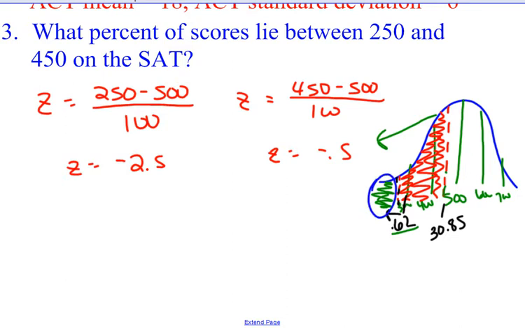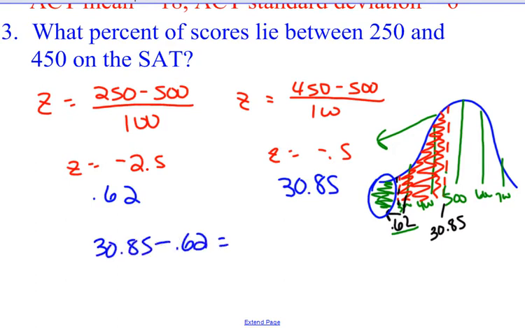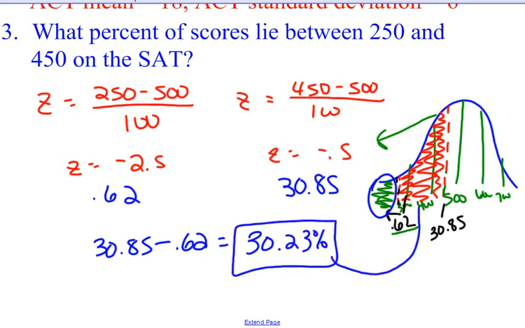So to find this, I would take my percentiles. I'm going to write what these are below them just so we can see. I'm going to take that 30.85 minus the 0.62, and I'd get 30.23. And we're going to round to hundredths, just like we always have. That gives me this area in red. That's my shaded area. So you're finding what percent of kids score between a 250 and 450 on the SAT? About 30% of kids. That's what you'd say.